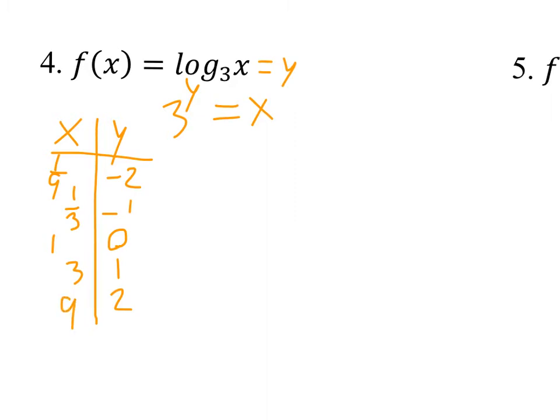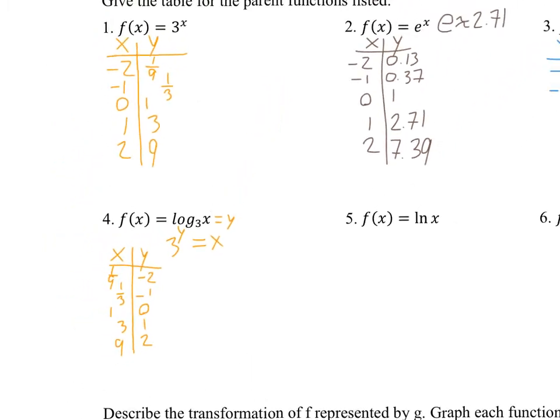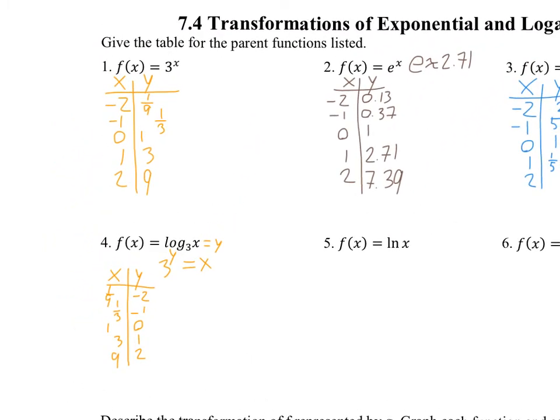If we take a look, number 4 and number 1, our tables are inverses of each other. They are flipped mirror images of each other. What was x's in number 1 is now y's in number 4. What was y in number 1 is now x in number 4.